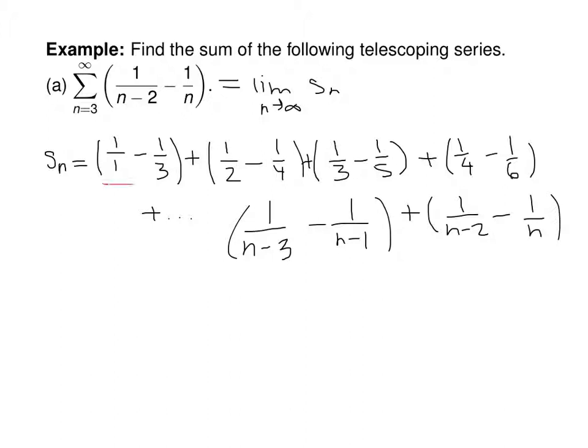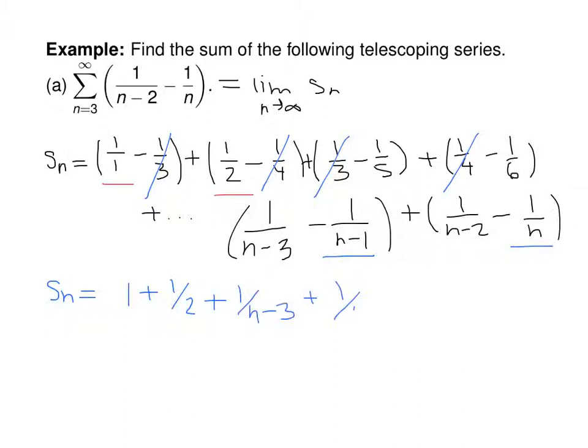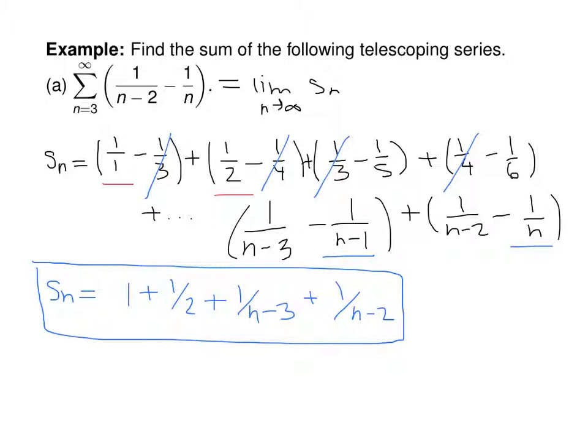Now notice nothing cancels this 1, nothing cancels this 1/2, but that 1/3 cancels with that 1/3, this 1/4 cancels with that 1/4. So the first two terms don't cancel, and also the last two terms don't cancel. So s sub n is equal to 1 plus 1/2 plus 1 over n minus 3 plus 1 over n minus 2. And if I take a limit of this expression as n goes to infinity, I get 1 plus 1/2, which is 3 over 2.